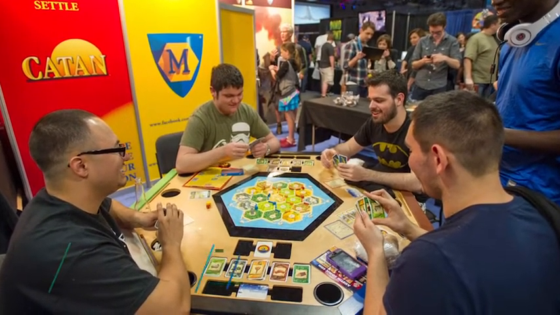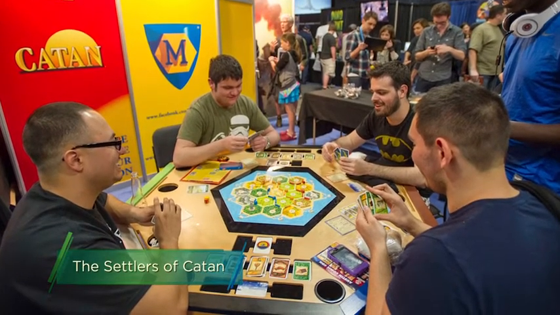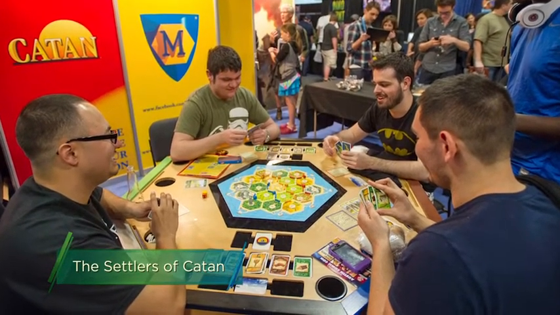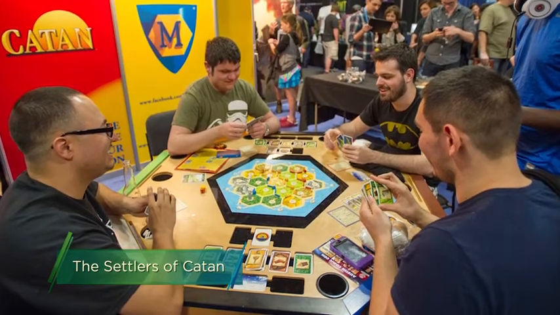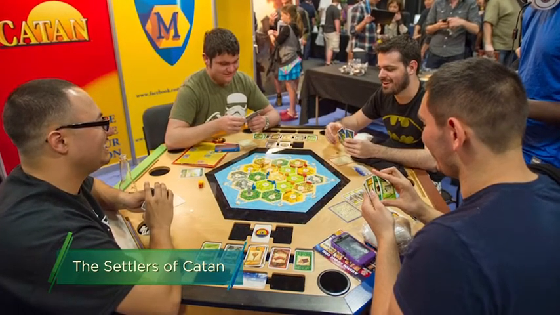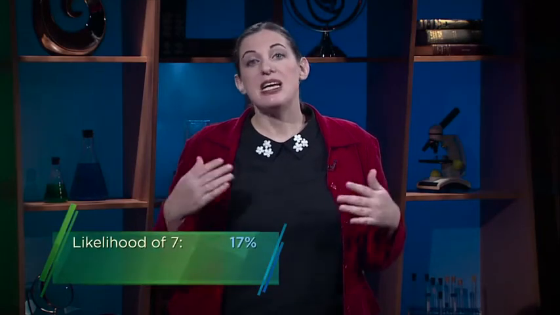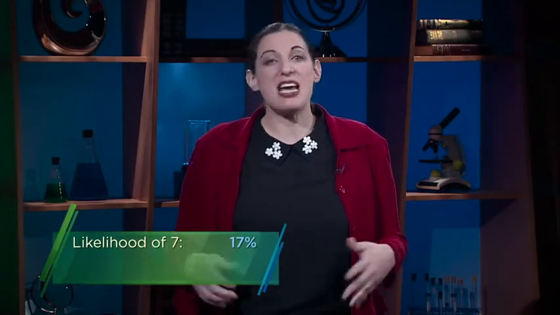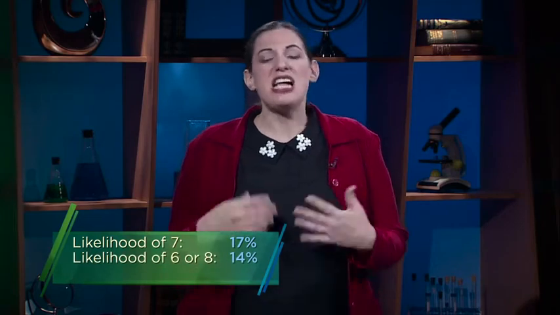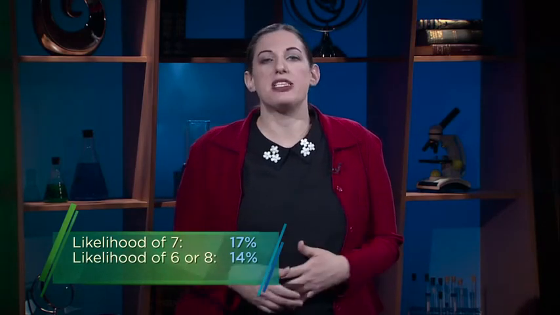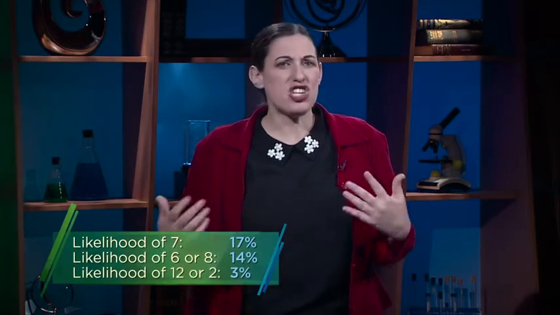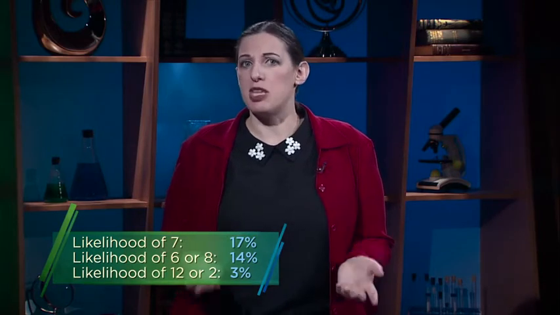There's a board game called The Settlers of Catan that revolves around players rolling 2 six-sided dice. When you roll those dice, the single most likely sum is 7. It will occur almost 17% of the time. 6s and 8s are next at almost 14% each, and so on as you move away from 7 until you get to 12 and 2, each only about 3% likely to be thrown.